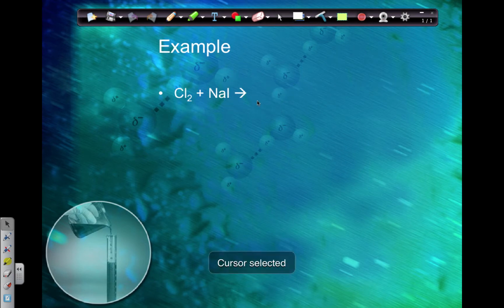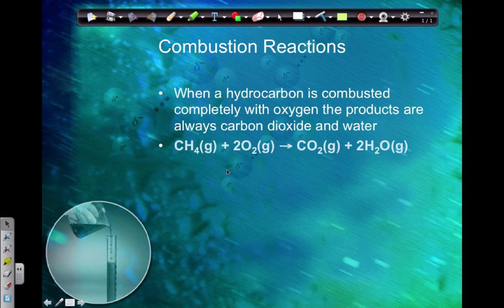All right, so combustion reactions are very, very simple. So if you have a hydrocarbon that's combusted completely with oxygen, then the products are always going to be carbon dioxide and water. So if you have any hydrocarbon at all, you could have this and oxygen gas. You're going to get carbon dioxide and water. Very simple.